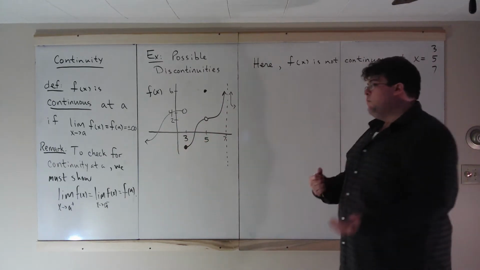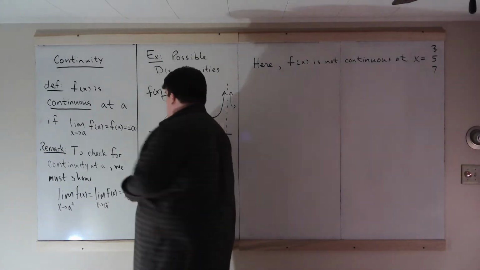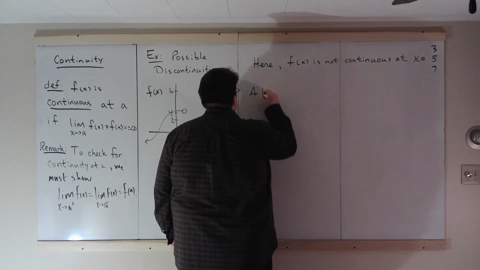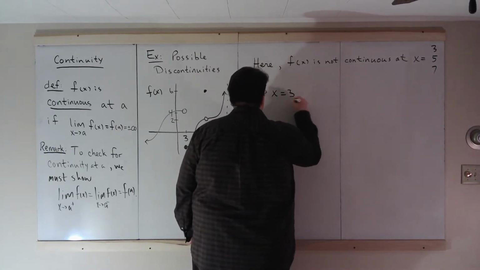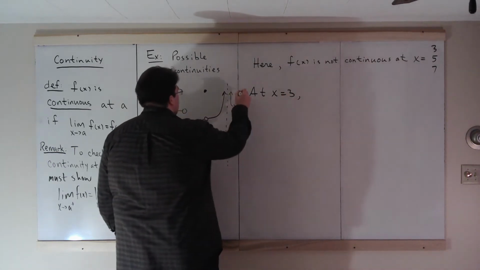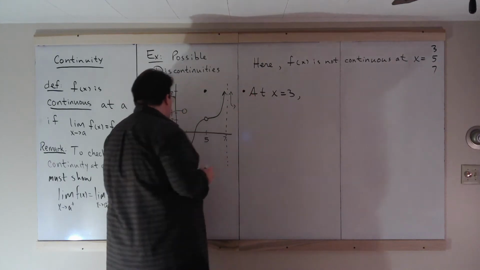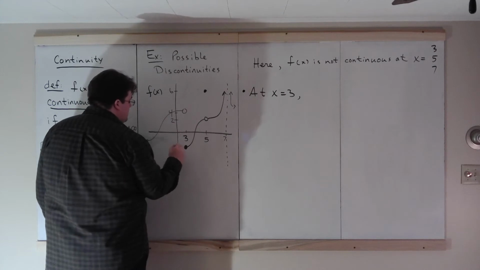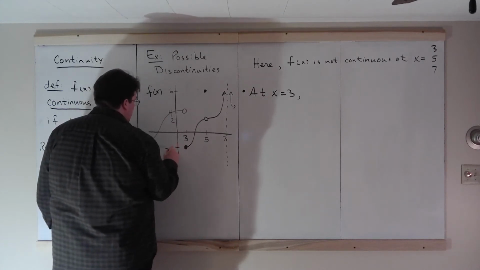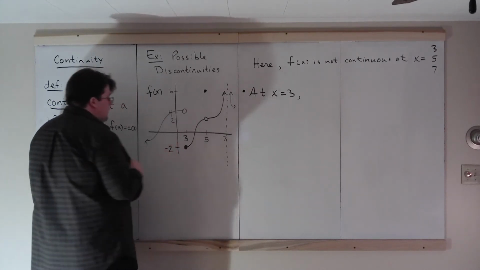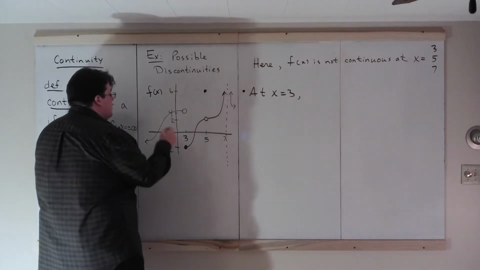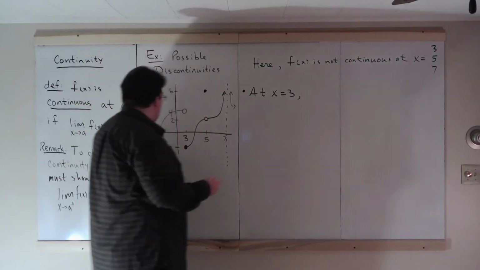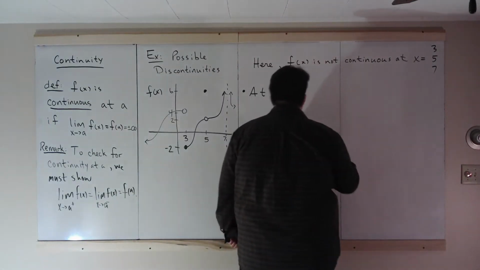But let's see where this limit equation goes wrong. Let's do this in bullets. At x equals 3, what happens? Why is it not continuous? Well, I should put a value down here. Let's make it -2 down there. At 3, the limit as x approaches 3 from the left is 4, and the limit as x approaches 3 from the right is -2.